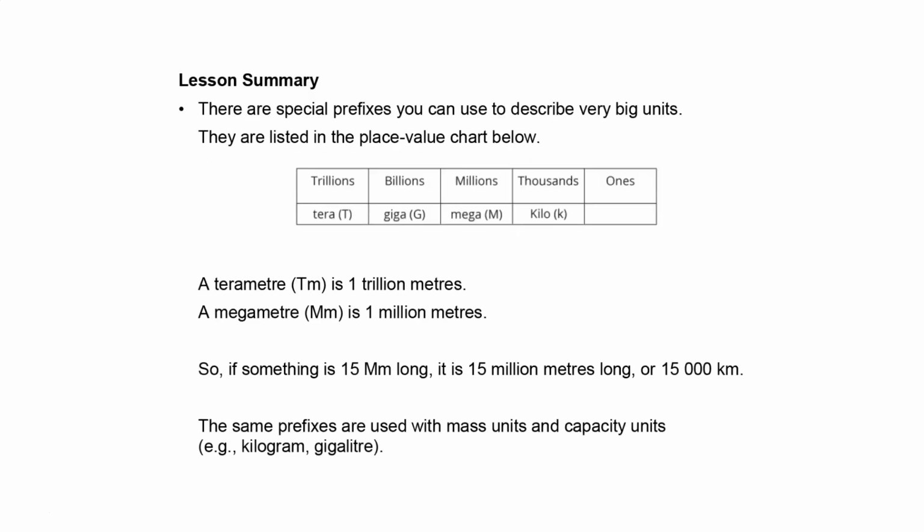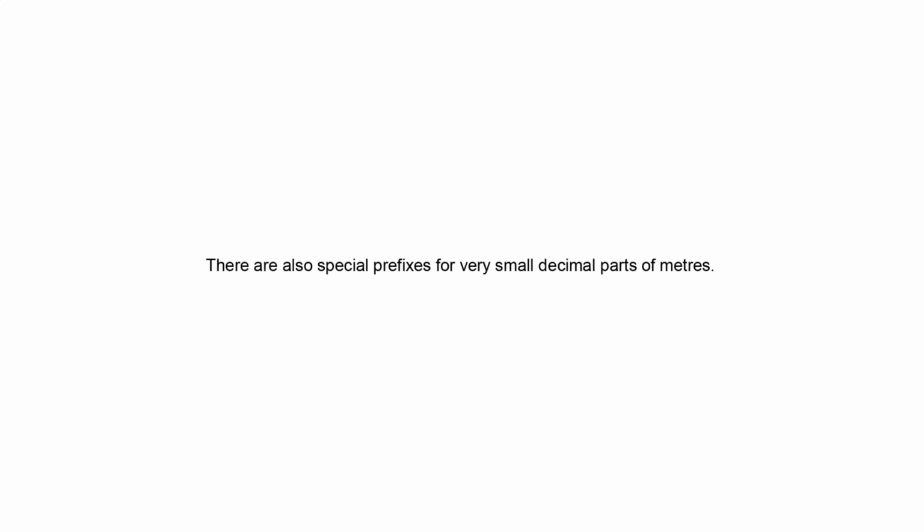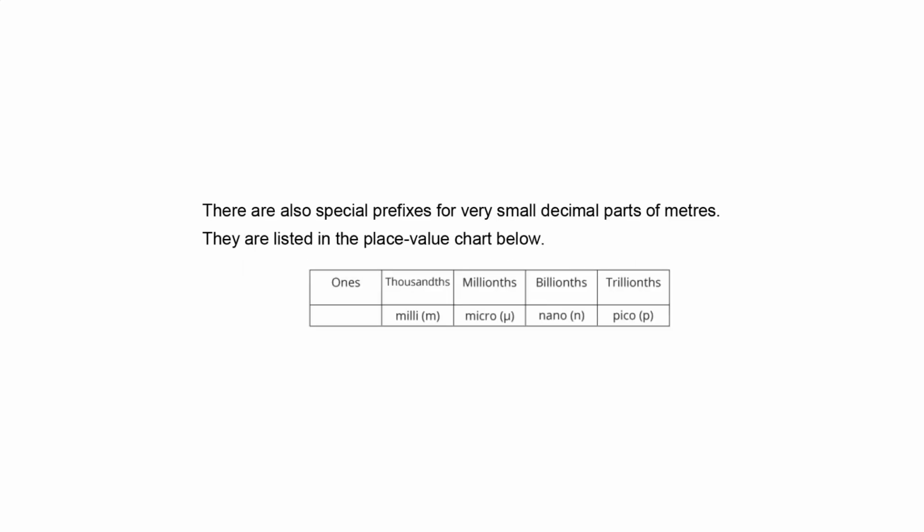The same prefixes are used with mass units and capacity units, for example, kilograms or gigaliters. There are also special prefixes for very small decimal parts of meters. They're listed in the place value chart below. So again, there's no special term for ones. Thousandths, the prefix is milli. Millionths, the prefix is micro. Billionths, the prefix is nano. And trillionths, the prefix is pico.